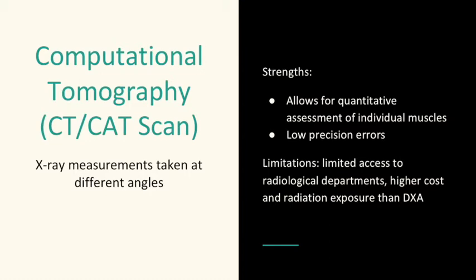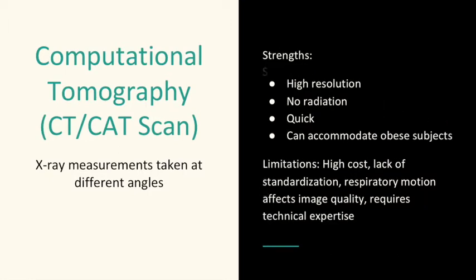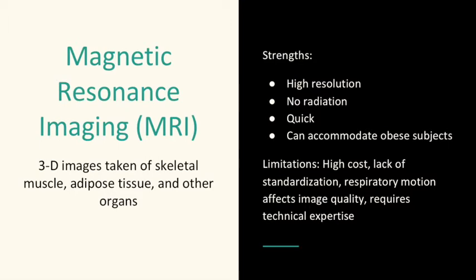While similar to DEXA, CAT scans are very limited in practice and very costly. They are typically reserved for radiological departments. There is also considerably more radiation exposure when compared to DEXA scans. However, the benefits to CAT scans are that they are very precise and they allow for quantitative assessment. A major limitation, similar to CAT scans, is the practicality of obtaining an MRI test. Because these are such high-cost exams, MRIs are commonly limited to research and clinical settings.